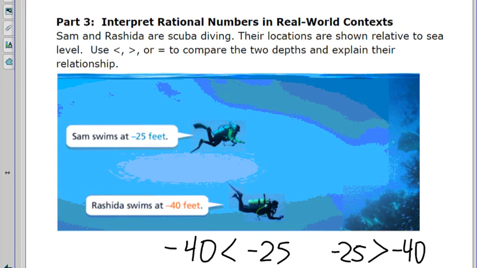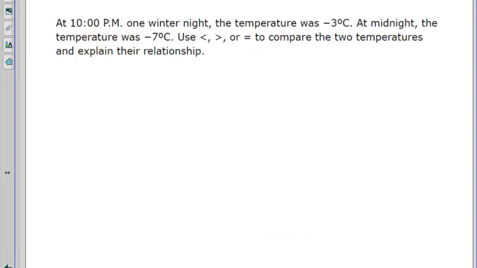Here's one for you to try. We have the temperature on one night was negative 3 degrees, and at midnight the temperature dropped to negative 7. And we want to compare those two temperatures with greater than, less than, or equal to signs. And it says to explain the relationship. I would plot it. Do a number line that can show pretty well.